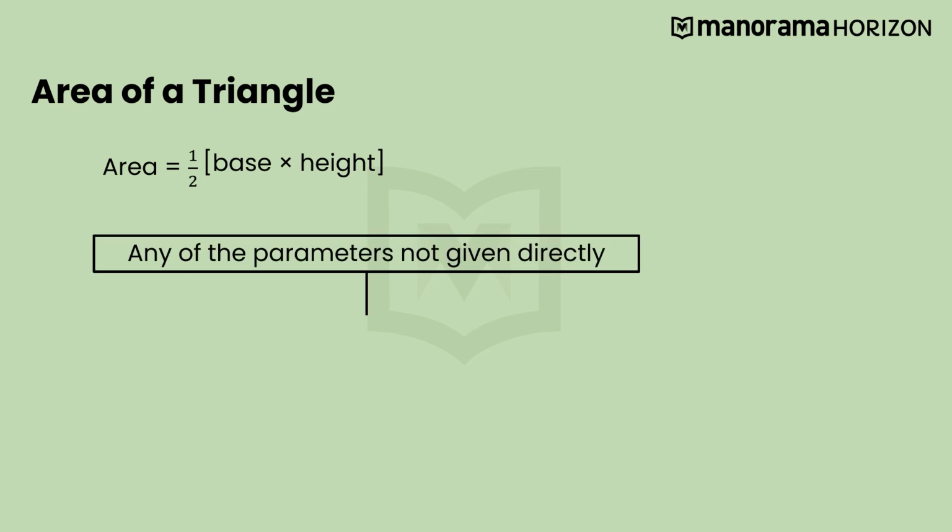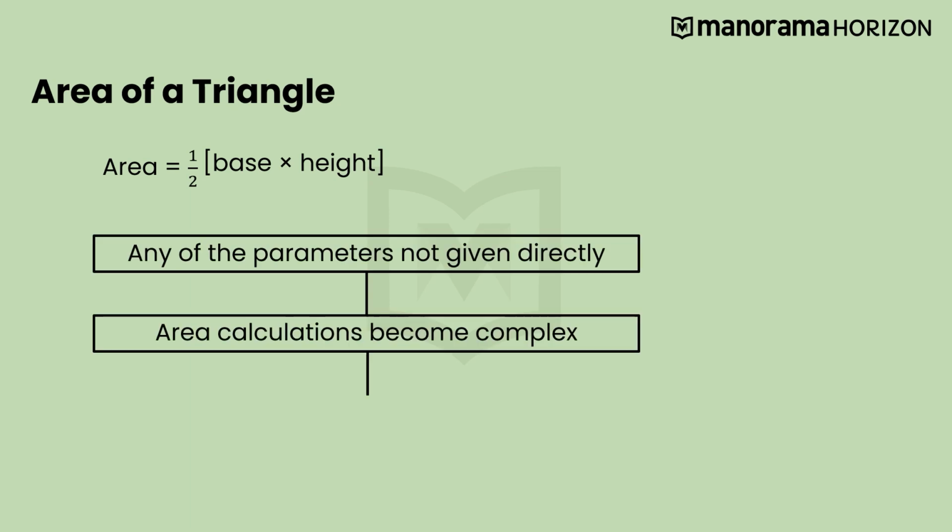Generally, we use the basic formula to find the area of a triangle, which is given by area is equal to half into base into height. One must have an idea about the base and the height. If any of the parameters is not given directly, area calculations become complex. That is, one should seek some means to find that parameter, then use it in the area equation.